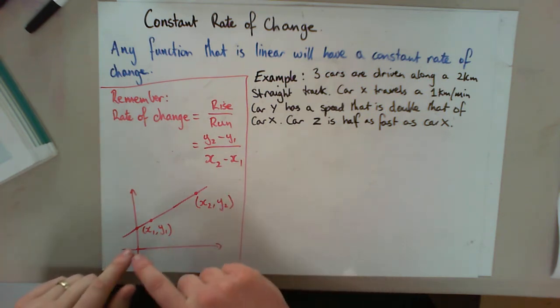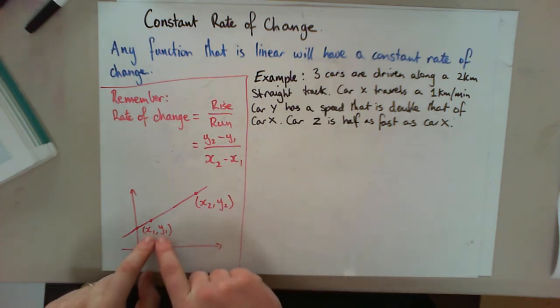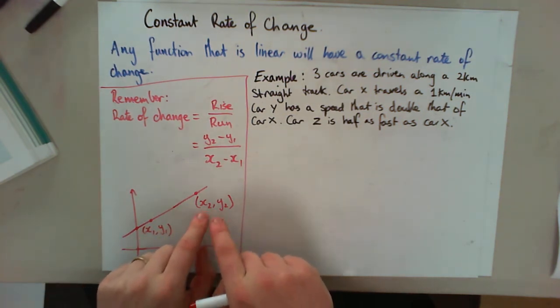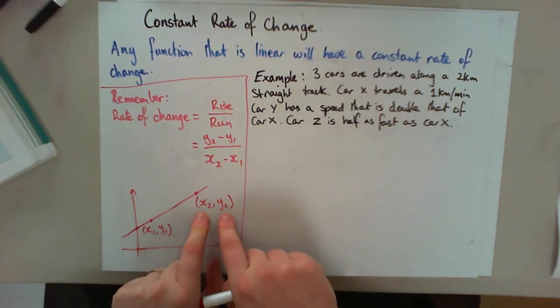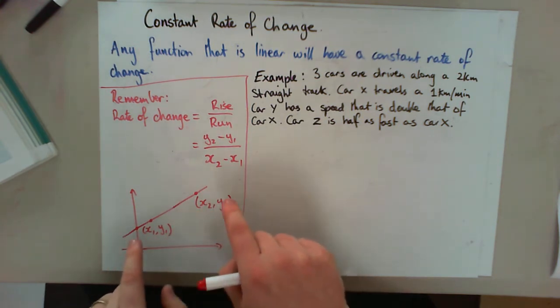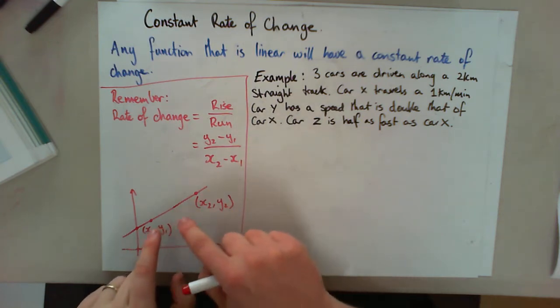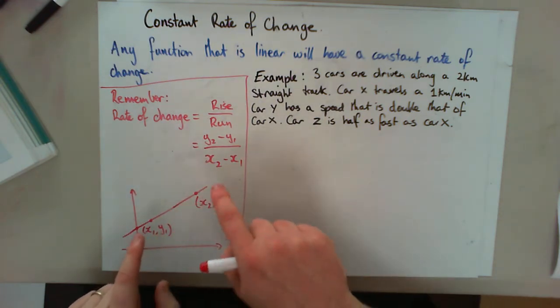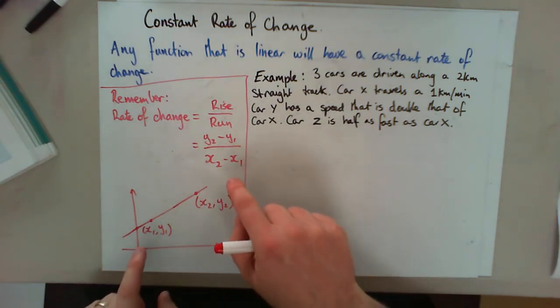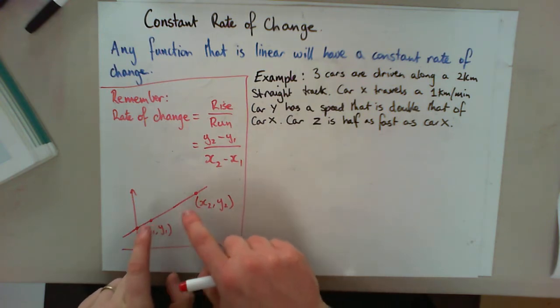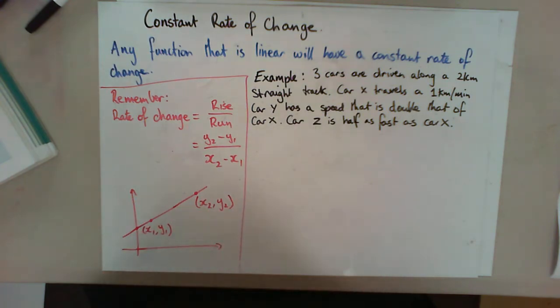So we've got a linear graph here. Our first point, the one that's more on the left, is x1, y1. The point that's more on the right is x2, y2. It won't matter where these two points are on this line, because the rate of change is the same anywhere on it. These two points could be anywhere on this straight line and you're still going to get the same value for your rate of change.